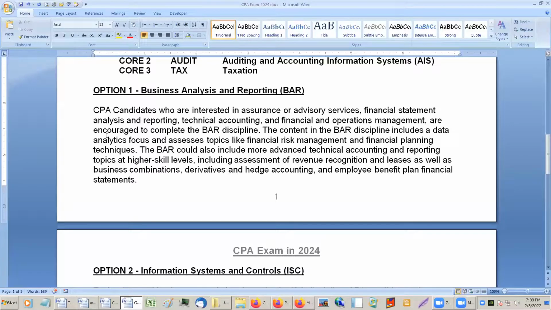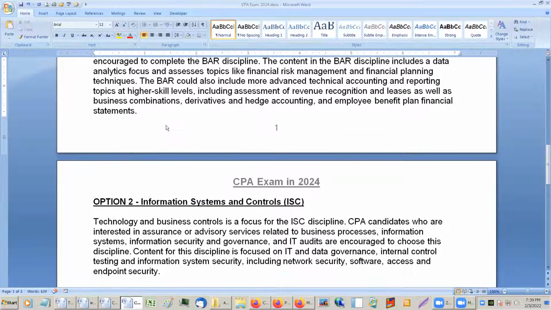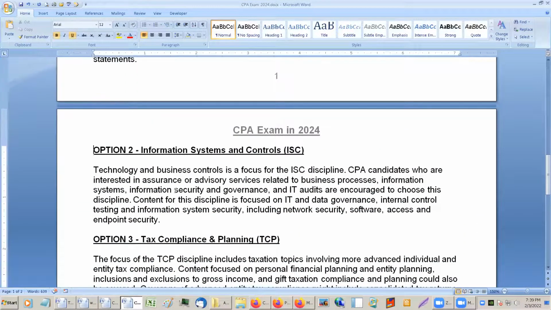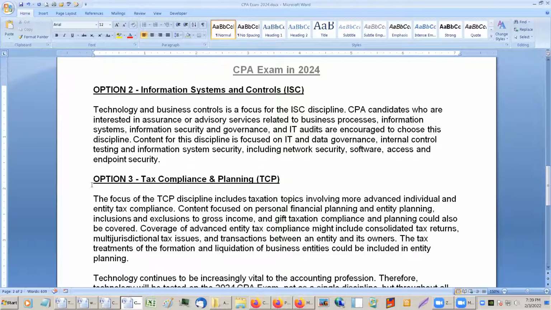So let's take a look here. So option 1, you can do business analysis and reporting, BAR. And this would be sort of more around the accounting area. Information systems and controls, this would be sort of like the auditing, but probably with emphasis a little bit more on the computer side of it. And option 3 is taxes.